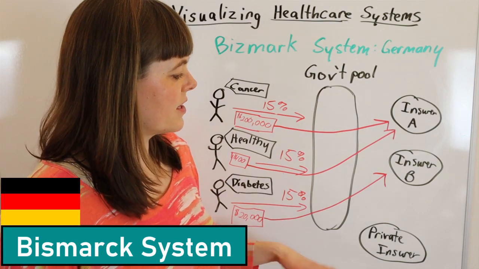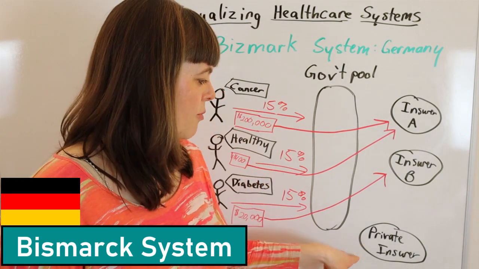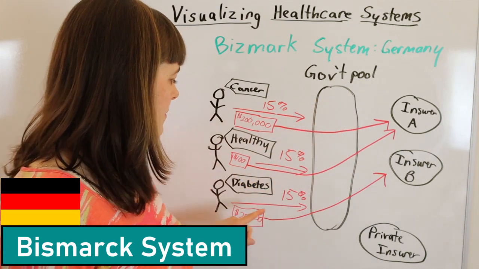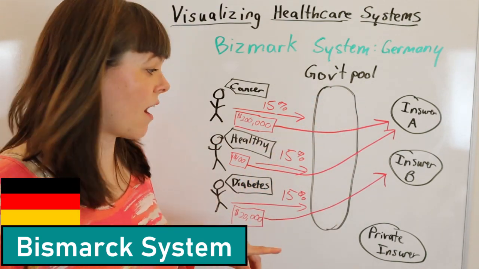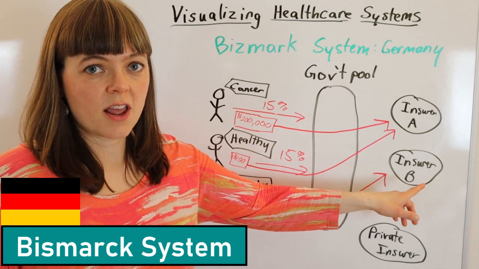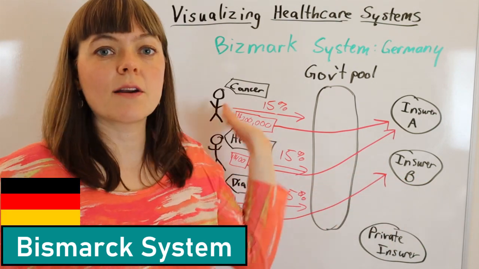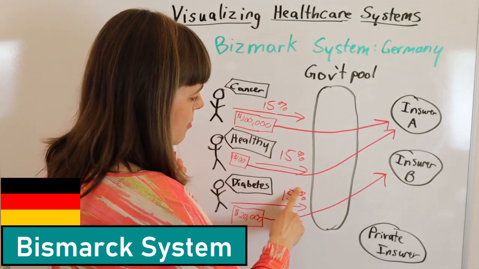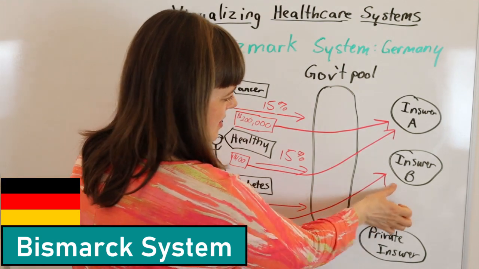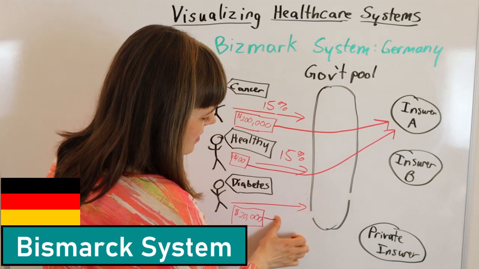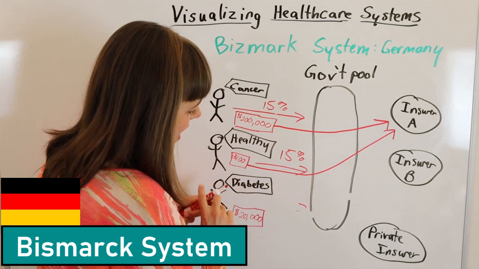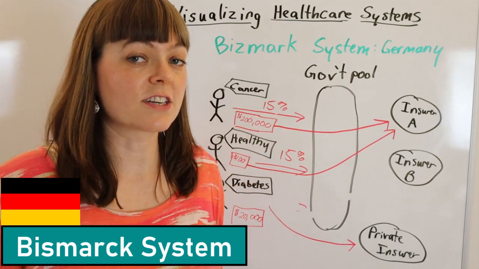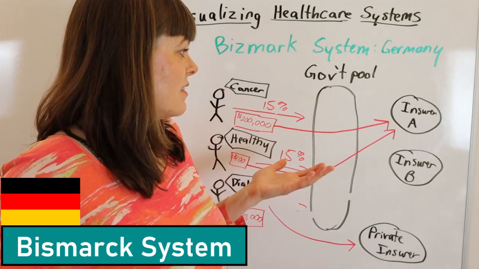Now, in Germany, you are allowed to get private insurance if you opt out of the government pool. So let's say the diabetes patient did not like their insurer and they were sort of done with government-provided health care. That person can say, nope, I'm no longer paying the 15% to the government. I no longer get the voucher. Instead, I'm taking my business to a private insurance company, and that's allowed.